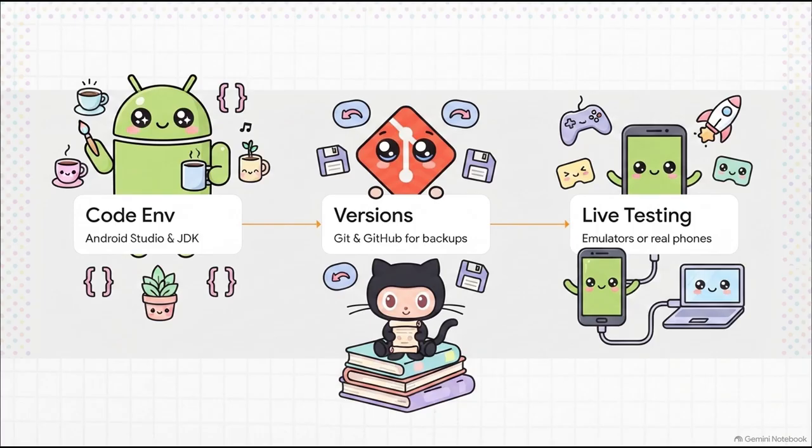Why? Because when you're messing with code, you will make mistakes. GitHub is your version control. It's basically the ultimate undo button, so you can always revert to a working version if things break. Finally, you need a way to actually test things out, either using virtual emulators on your laptop or a physical Android phone hooked up via USB.